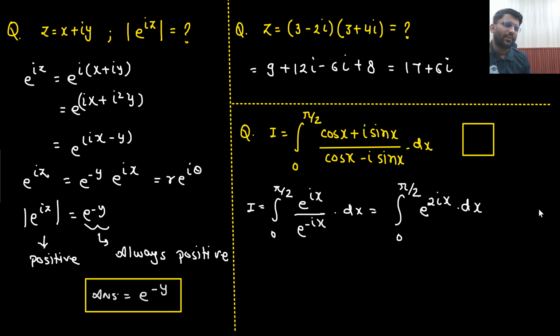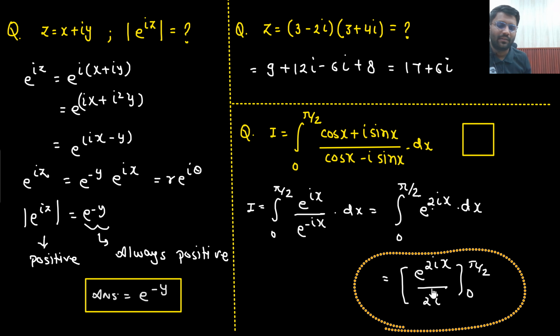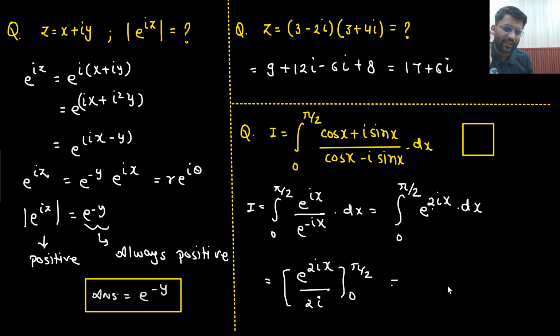That's it. Now, can you do the integration? You are integrating with respect to x. That means this will become a constant part. So what is the integration of e to the power x? That will be e to the power x only. What is the integration of e to the power ax? That will be e to the power ax divided by a, limit going from 0 to pi by 2. Understandable? Right? Now we simply put the limit. So e to the power iota pi minus e to the power 2 iota 0, divided by 2 iota.